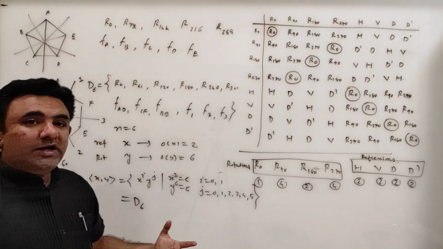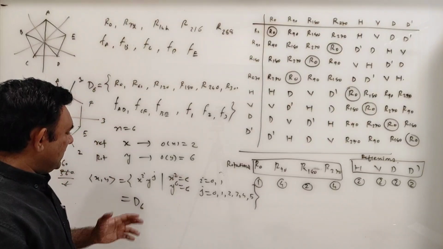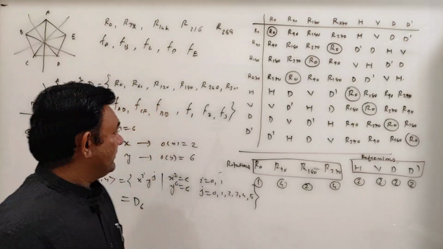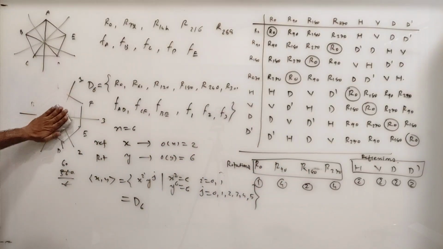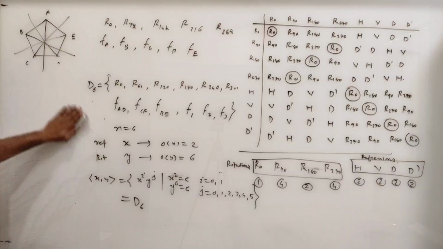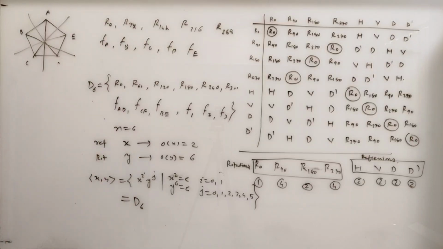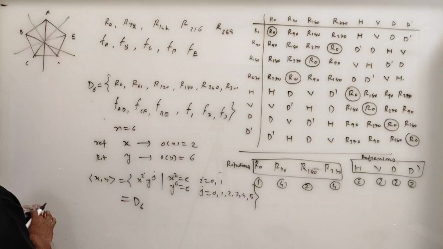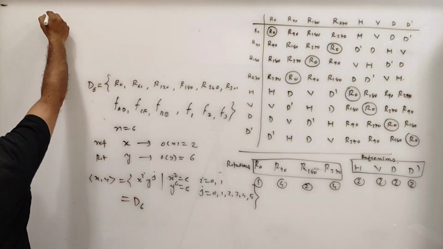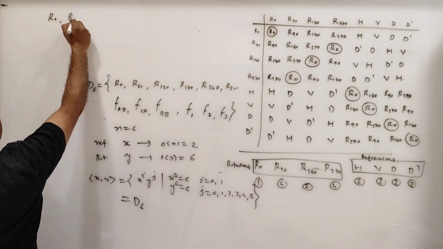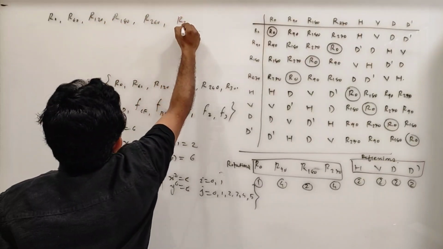So in general we can define Dn. And another thing: what is the relation between X and Y here? Let us observe first here only, then we move to the general case. See, this is R0, this is R60. Then R0, R60, R120, R180, R240 and R300.